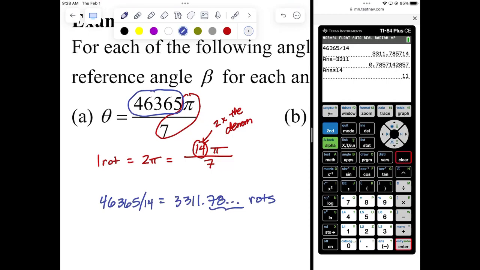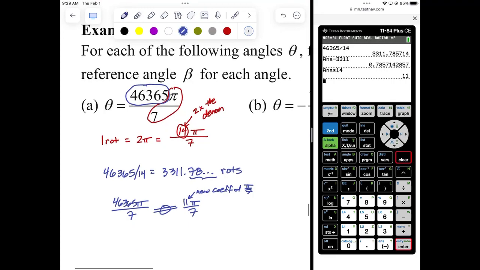Okay? So this then tells us that 46,365 pi sevenths is coterminal with now 11 pi sevenths. That 11 is your new coefficient of pi sevenths. So those two angles are coterminal with each other. If you do that, 11 pi sevenths is going to be within one rotation because 11 is between 0 and 14. Yes? 14 pi sevenths is one rotation.